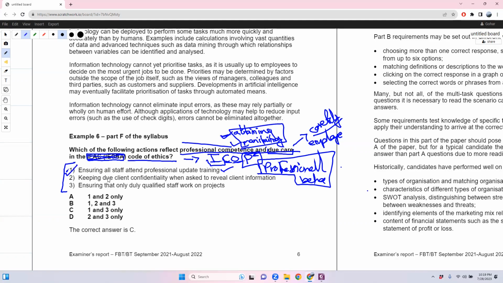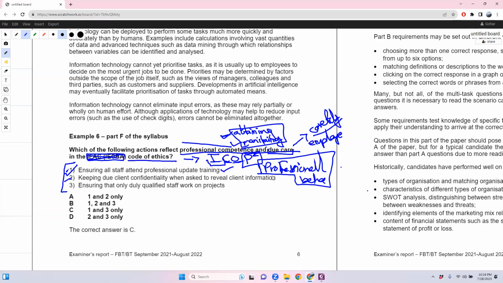Option number 2 states keeping due client confidentiality when asked to reveal client information. In simple words, if you are someone who is doing freelancing or maintaining accounts of some companies, and if you are an auditor and you get a lot of information, you are not to disclose that information, and here you are not disclosing. In option number 2, you're not giving out the information, so you're not meeting the definition of professional competence.